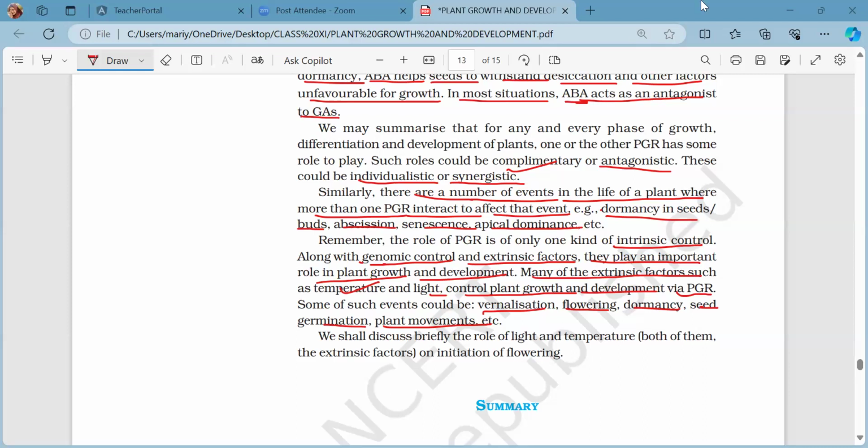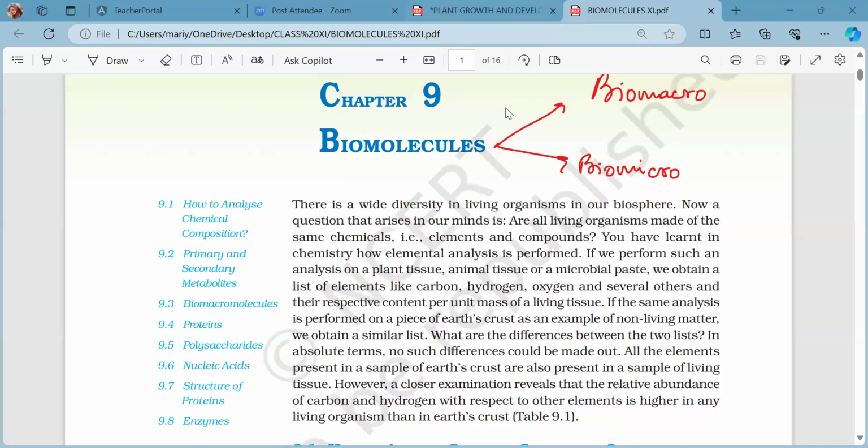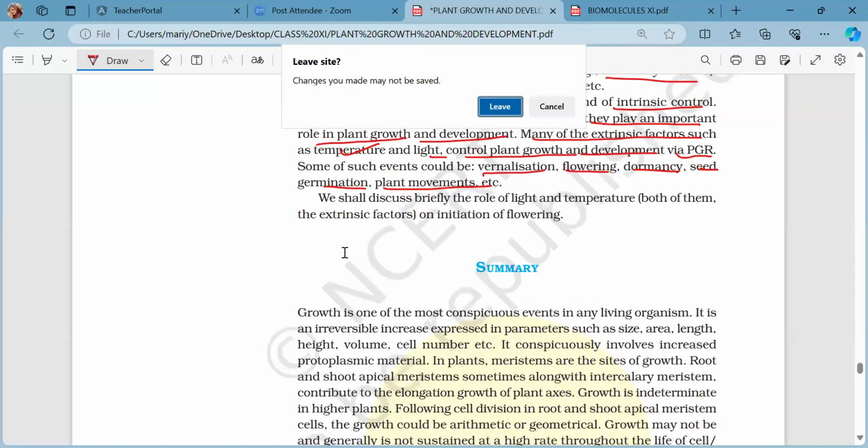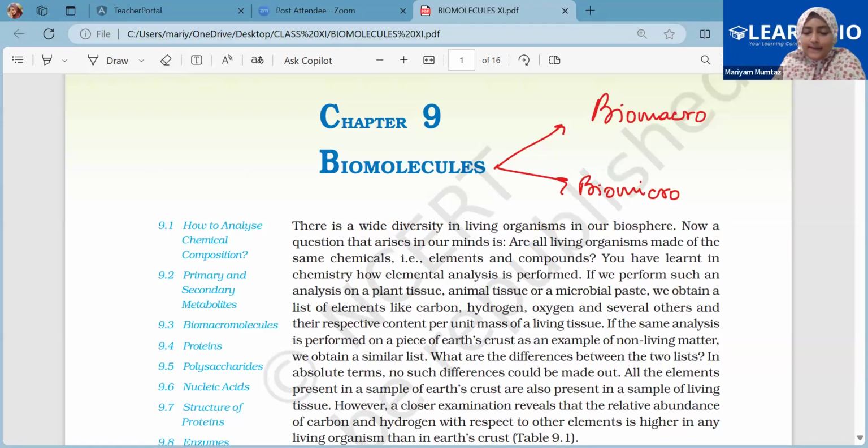Yes, dear, any doubts? No, ma'am. Whole chapter is clear, right? Yes, ma'am. Okay, so now we are going to start with the next chapter, probably the last chapter, right? It's the last chapter for class 11. That is biomolecules, isn't it? This is the only chapter that was left, right? Yes, ma'am. Yeah, rest all the chapters for 11th class, like it's done.